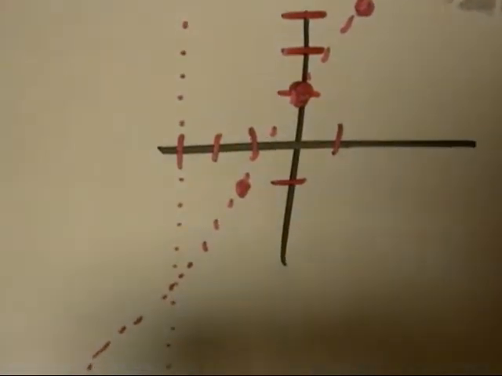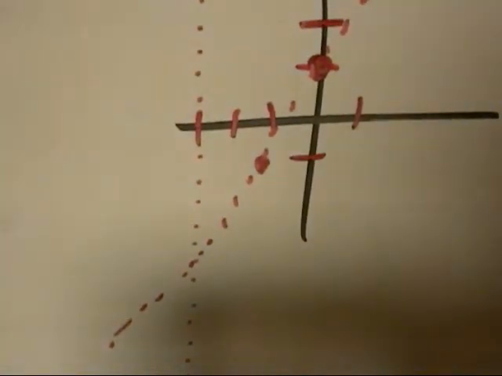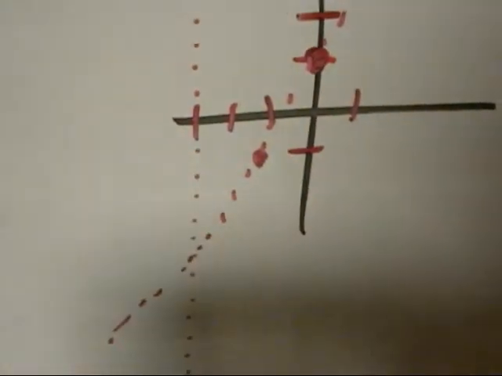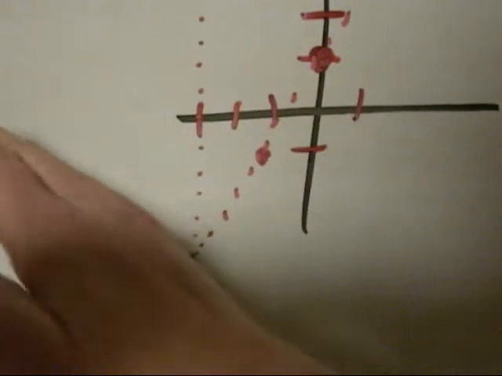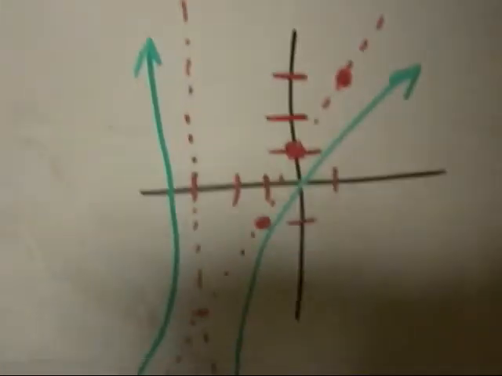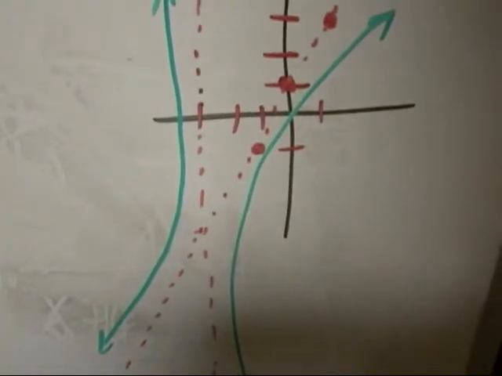Last thing to ask myself, k is negative. Remember, negative makes you think of a negative slope. So I'm going to be drawing in the two larger sections this time. My final graph will look something like that.